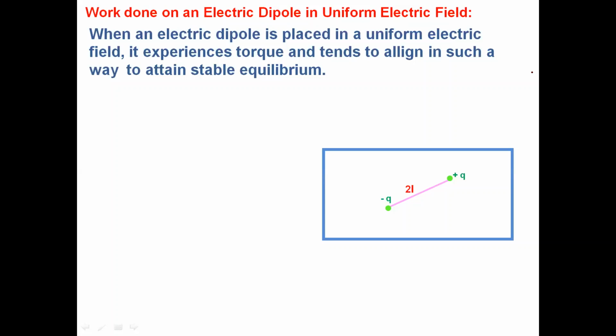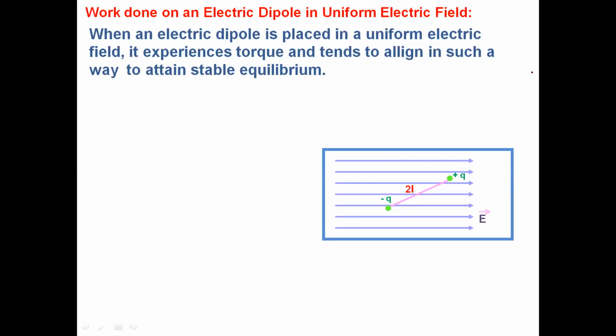Now, we are going to place this electric dipole inside a uniform electric field. A uniform electric field can be shown by using equidistant parallel straight lines, which we have already discussed before, right? So this is the representation of an electric dipole placed inside a uniform electric field. As we studied earlier, if any charge is placed inside an electric field, it experiences a force, right?